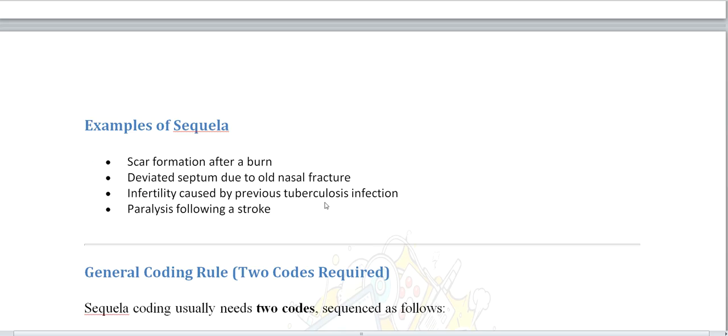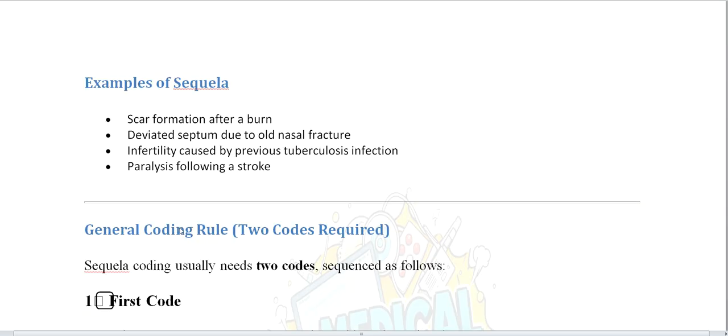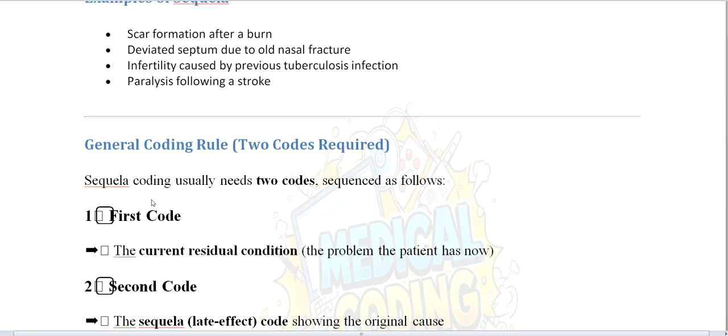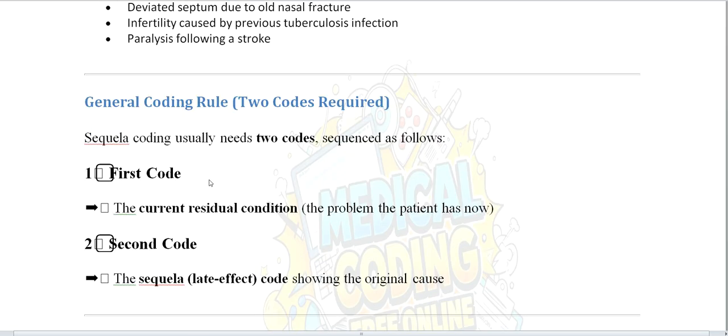Examples of sequela: scar formation after a burn, deviated septum due to an old nasal fracture, infertility caused by previous tuberculosis infection, paralysis following a stroke. So, general coding rule: two codes are required. A sequela code is used only with two codes. Sequencing is as follows.